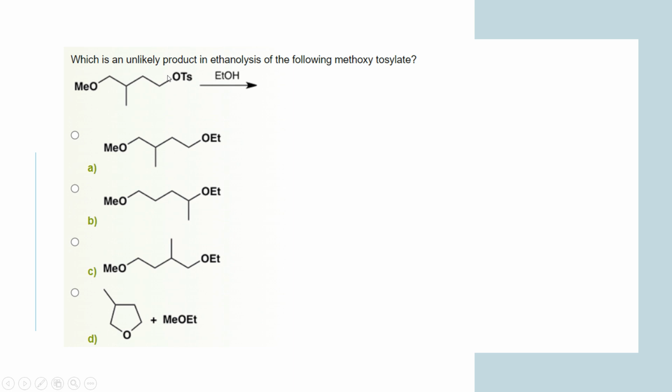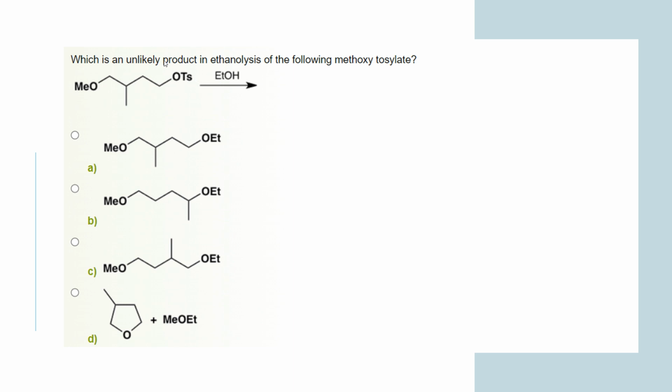If you want to knock out OTs as a leaving group, you only need a very small amount of protonating source, not necessarily acid. So if we compare OMe versus OTs, OTs is a very good, better leaving group, and it needs a very small amount of protonating source.